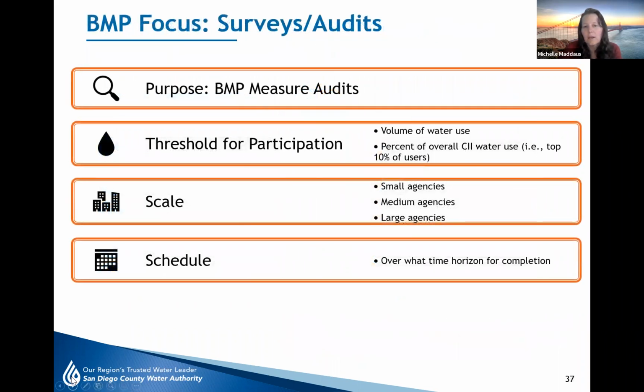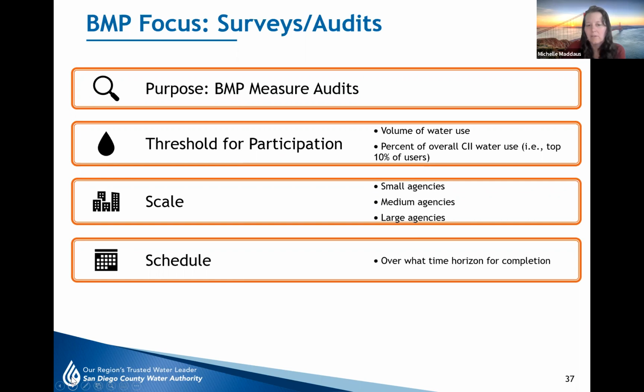So what are we looking at? Obviously, we need to analyze this. And in diving a little bit deeper is the threshold. If we are going to do audits, how many? Are we going to do the top 10% of your users? Are we going to do the top 1%? That would make a difference. If I'm a small agency, that might just be a handful of businesses. But if I'm a large agency, like LADWP, which we mentioned a minute ago, this is going to be thousands of businesses per year.